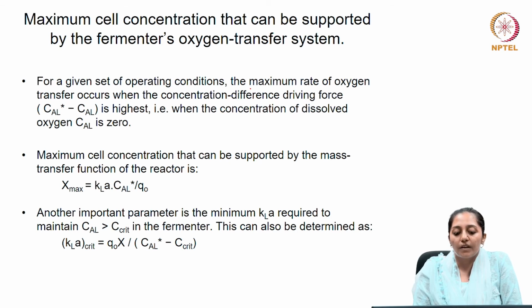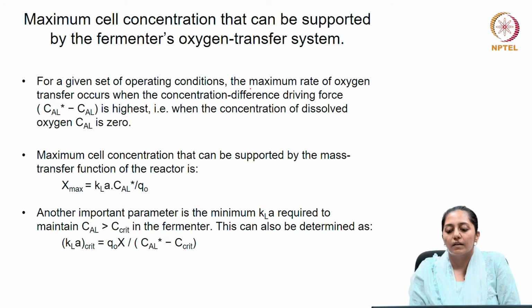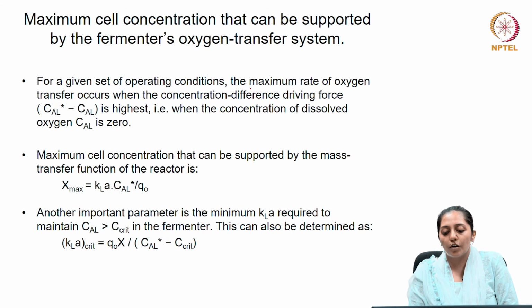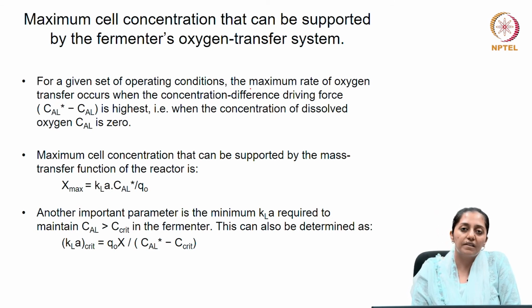For a given set of operating conditions, the maximum rate of oxygen transfer occurs when the concentration difference, which is the driving force, is highest. For a given oxygen transfer system, the maximum rate of oxygen transfer will occur when the concentration difference is maximum. So, when will this be maximum? When the CL is 0. So, then only C star minus CL will be maximum.